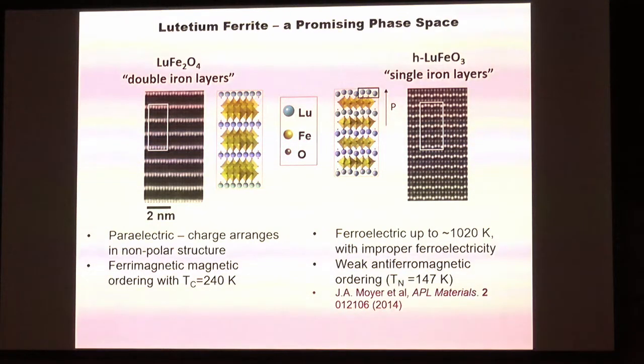The 124 lutetium ferrite, on the other hand, this material is ferrimagnetic around 240 Kelvin, and it has the same structure in plane, but instead of one iron layer in between here, we have 2 iron layers, which is letting us get this interesting magnetization.